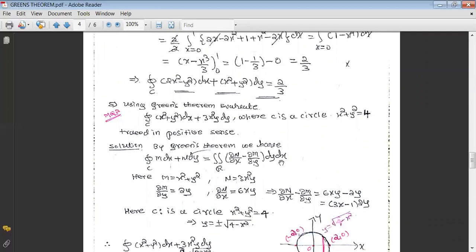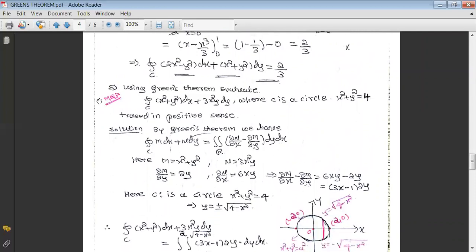Now, let us go with one more, which appeared in the model question paper. And the statement of the problem is like this. Using Green's theorem, evaluate the integration over the closed curve C of (x square plus y square) into dx plus 3x square y into dy, where C is a circle, x square plus y square equal to 4, traced in the positive sense.